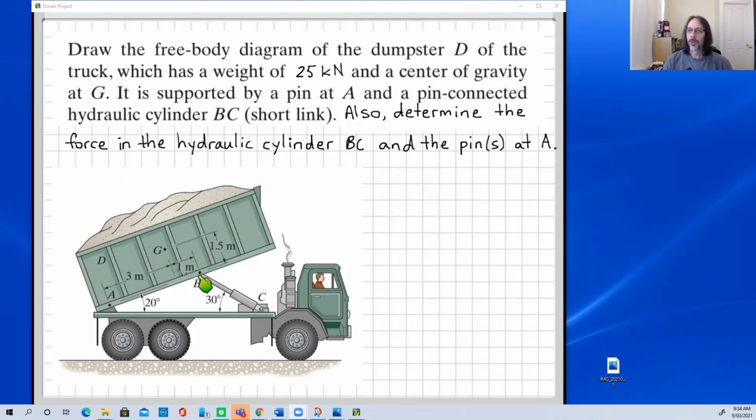And it's supported by pins at A, so probably more than just one. There might be one on each side of the dumpster, and it's also supported by this hydraulic cylinder BC here. So we're asked to determine the force in the cylinder BC. So what force do we need to have in this cylinder to keep the dumpster and its load in this location? And also what is the force in the pins here at A?